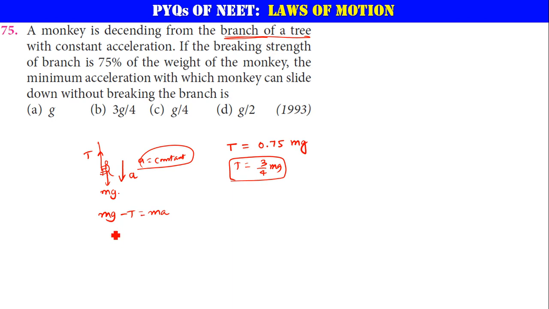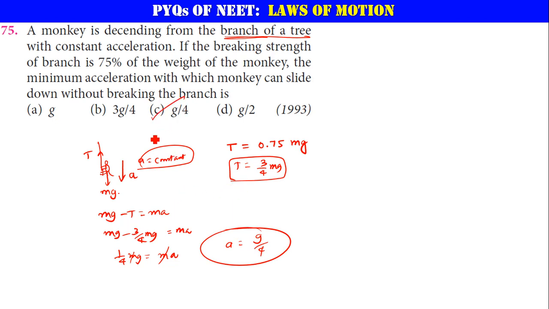mg, in the direction of acceleration, minus T is equal to mass times acceleration of the monkey. Here T is nothing but 3/4 mg already. That is the condition he has given. So mg minus 3mg by 4. You are taking 3/4 part from 1. That will be 1/4 of the mg now, is equal to mass times acceleration. m gets cancelled. The minimum acceleration it can maintain is g/4. So option C is correct.